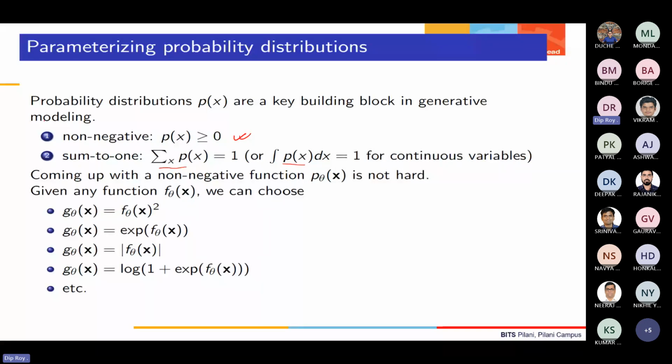So this particular problem, which is non-negative, is a very simple problem to solve. Why? Because you have so many functions like these, right? X squared, exponential, you take the absolute value, log, all these functions will basically give you a non-negative output. And there is absolutely no problem with defining this kind of function. But the whole issue comes with this particular part, which is hard. Point number 2. That is, it should sum to 1.